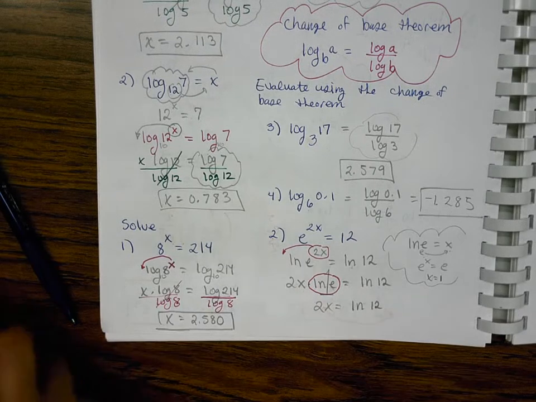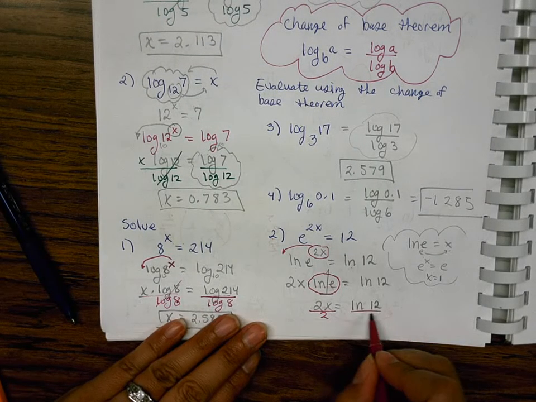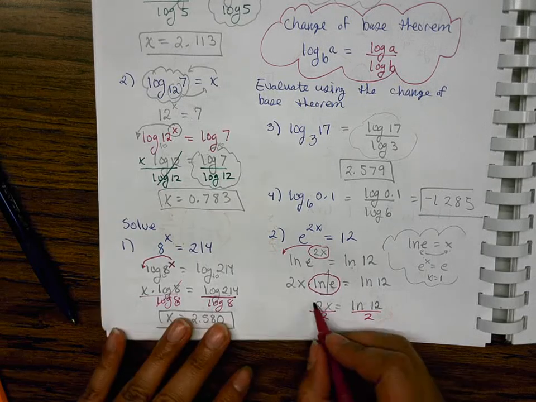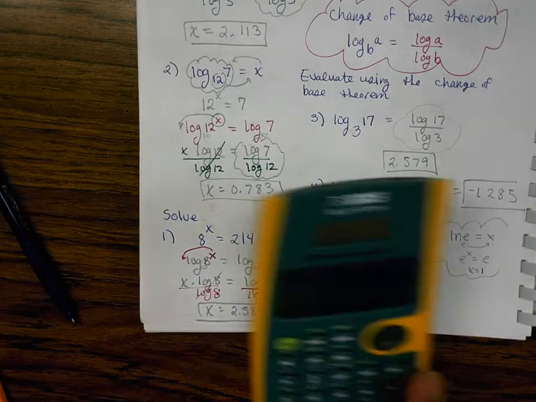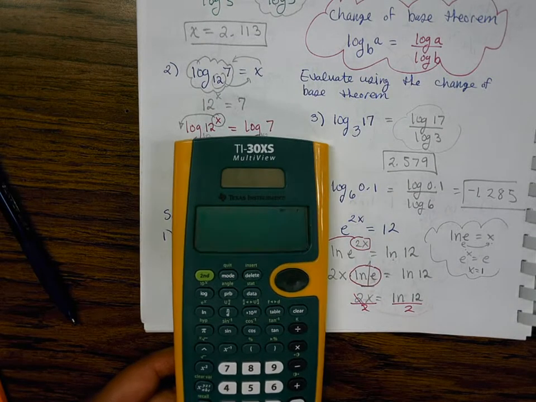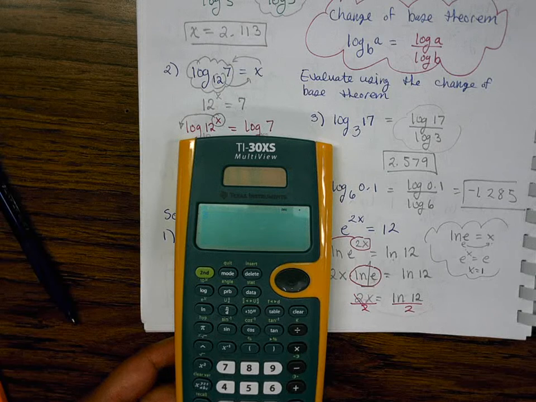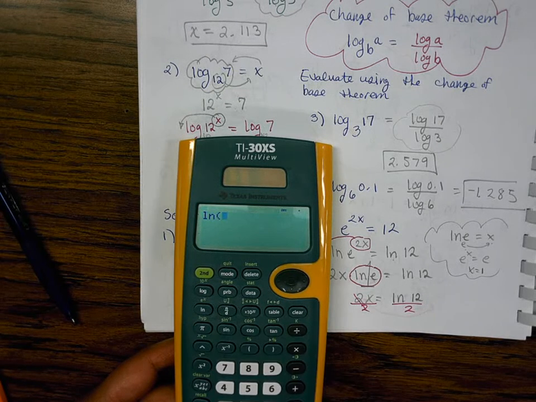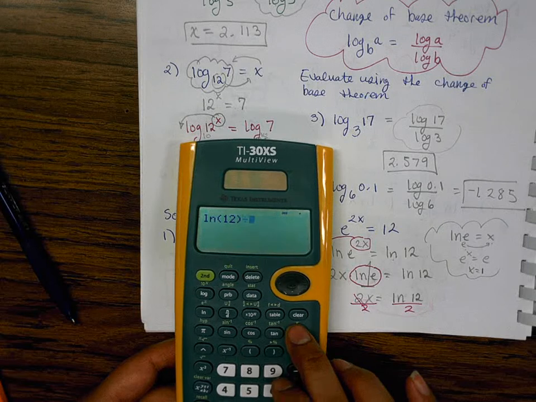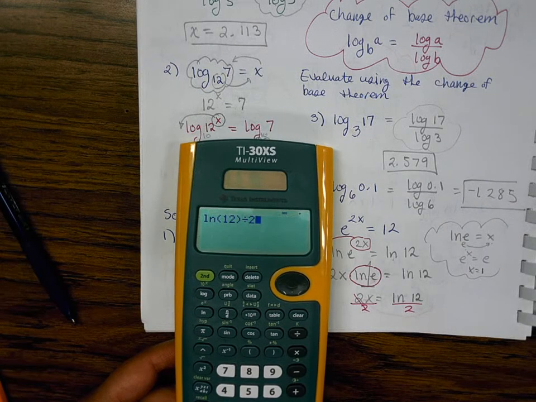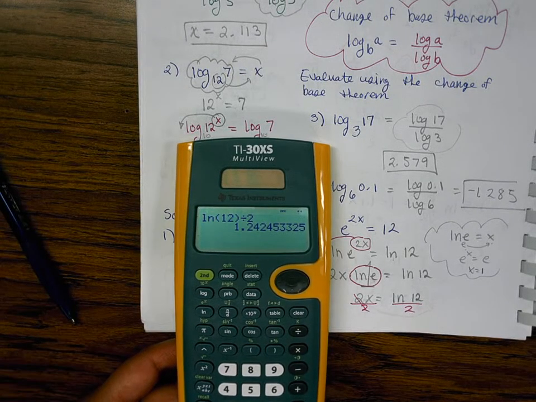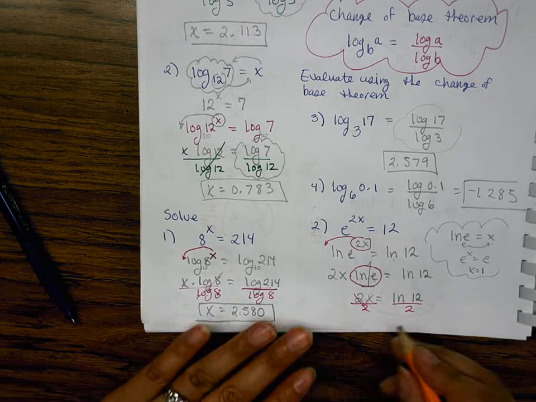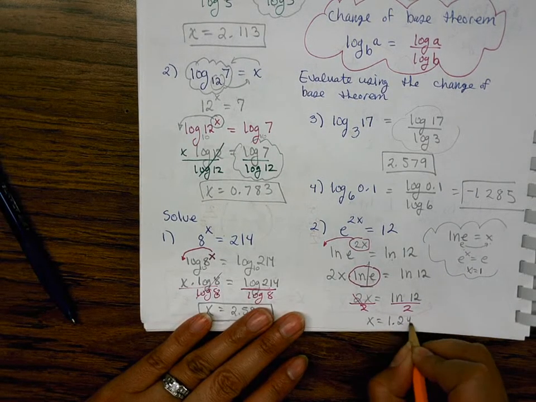So I'm left with 2x equals ln of 12. Divide both sides by 2, and I still cannot reduce, and I plug it in my calculator. ln of 12 divided by 2. ln key, not the log key, 12, close parentheses, divide by 2. 1.242. x equals 1.242.